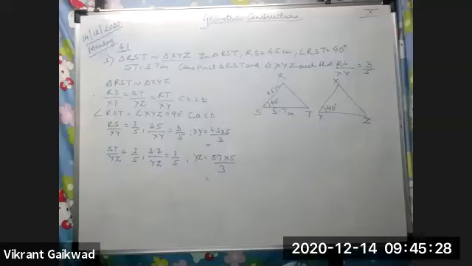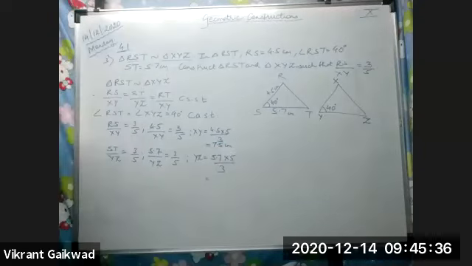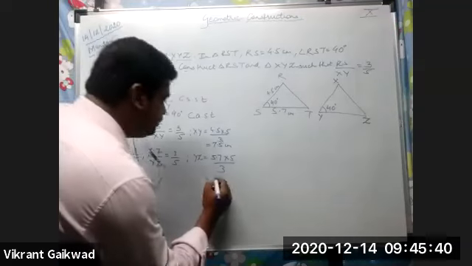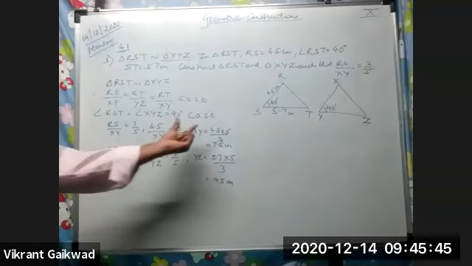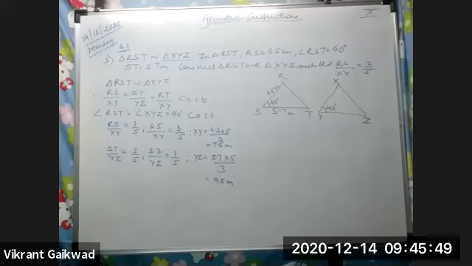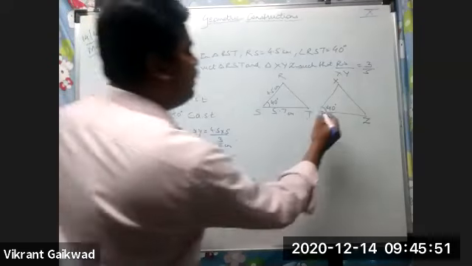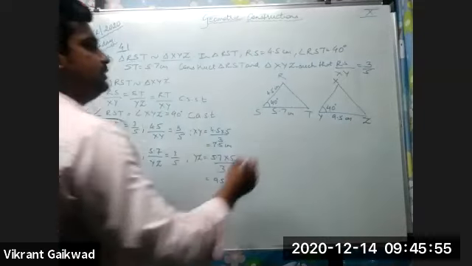So what is the value of XY? The value of XY is 7.5 centimeters, and the value of YZ is 9.5 centimeters. We've got the value of XY as 7.5 centimeters, the value of YZ as 9.5 centimeters. Now you can begin your construction.